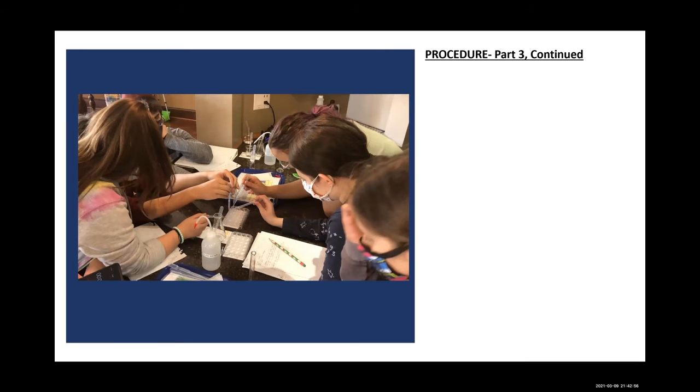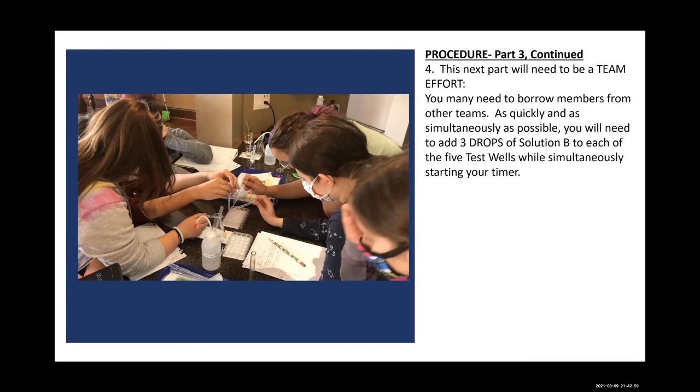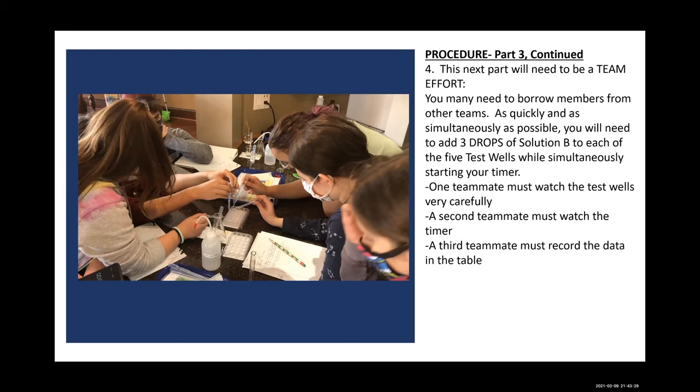And as we continue part 3 of our procedure, this is where we need a team effort. So we needed to borrow members from other teams, and the goal is that as quickly and as simultaneously as possible, you need to add 3 drops of solution B to each of the 5 test wells while simultaneously starting your timer. One teammate must watch the test wells carefully for color change. A second teammate must watch the timer, and a third teammate must record the data in the table.